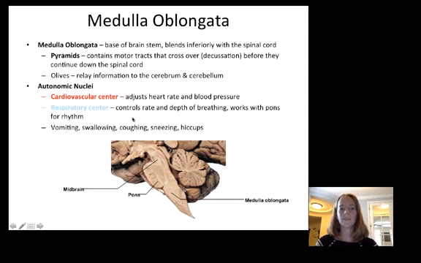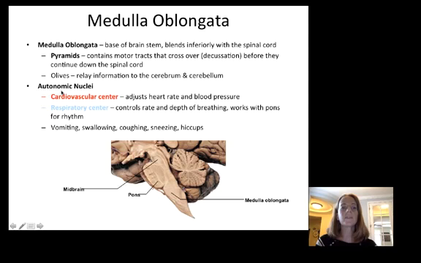Then the last bit is the medulla. So last but not least, the medulla is a very important region of the brain, which is the base of the brainstem. It contains large motor tracts, so large white matter tracts that will cross over before they continue down the spinal cord. Those initially came from the primary motor cortex. So there's information traveling through the medulla to control skeletal muscle. There are also the medullary olives, which will send information to the cerebrum and the cerebellum. So you'll see those in some of the pathways between the cerebrum and cerebellum.